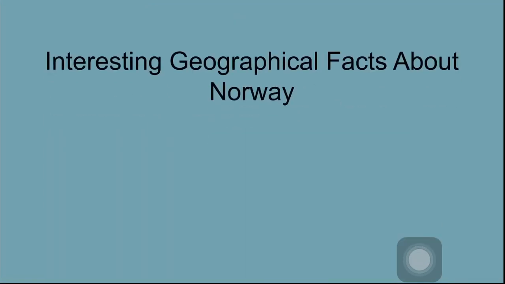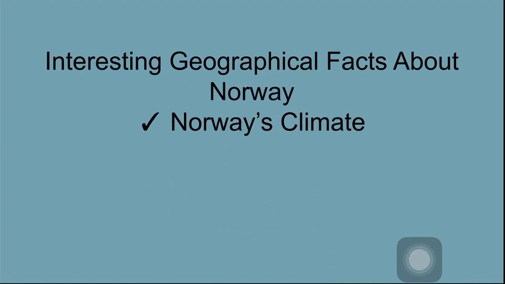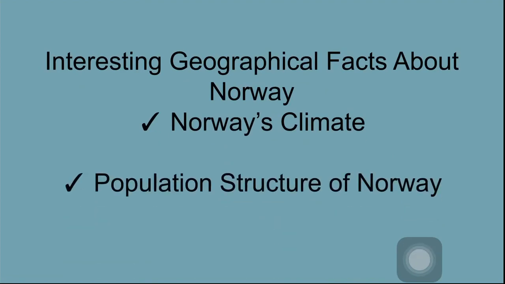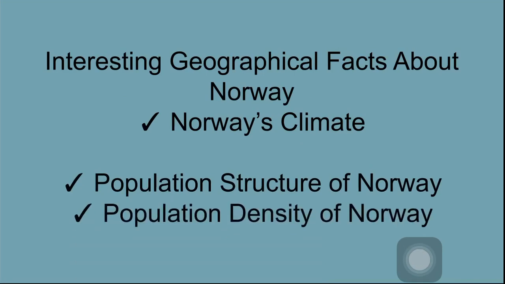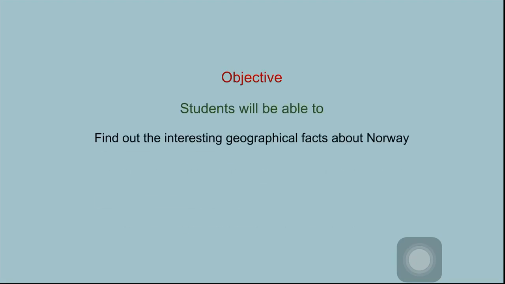So today we are going to learn about interesting geographical facts about Norway, Norway's climate, Norway's population structure, and its density. So first, let's see the objective. Our objective is that at the end of the lesson, students will be able to find out interesting geographical facts about Norway and learn about its population structure and density. So first, see Norway's climate.